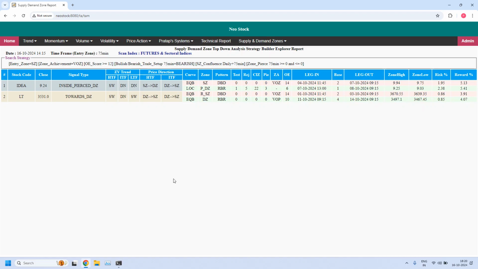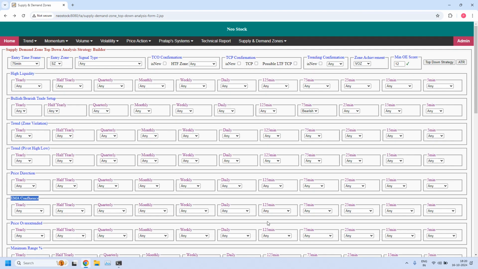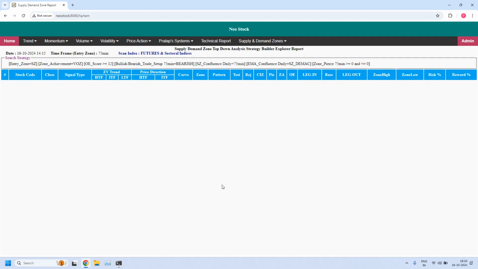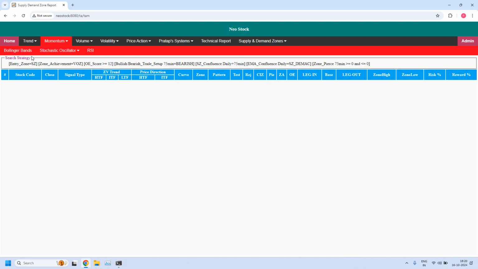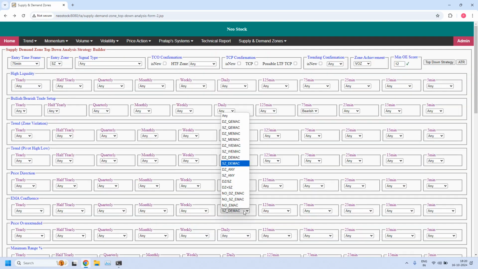Because the 75 minute zones are part of the daily zone and the daily trend is a downtrend, if they are having any daily EMA confluence, it could be even more high probability. Out of these two, let's verify. In the EMA confluence at daily time frame, I set the daily supply zone with daily EMA confluence filter. Let's verify. So none of the stocks are having EMA confluence. So no issues. I'm removing this.